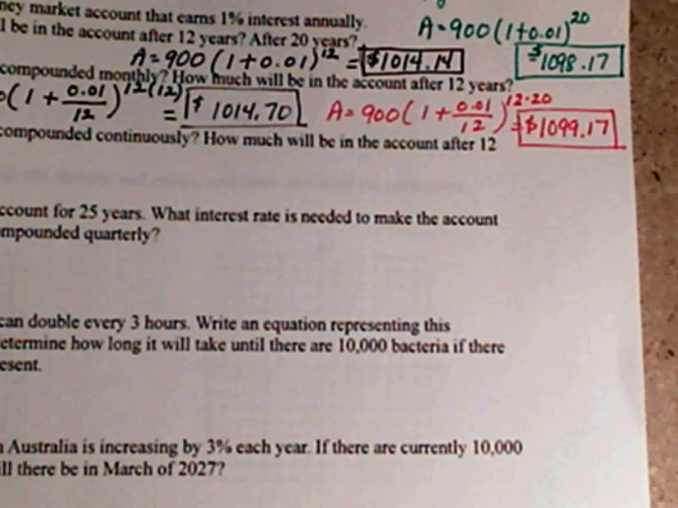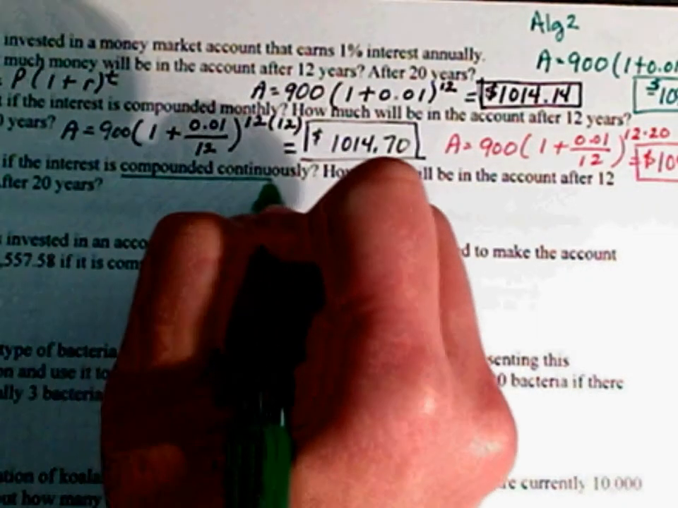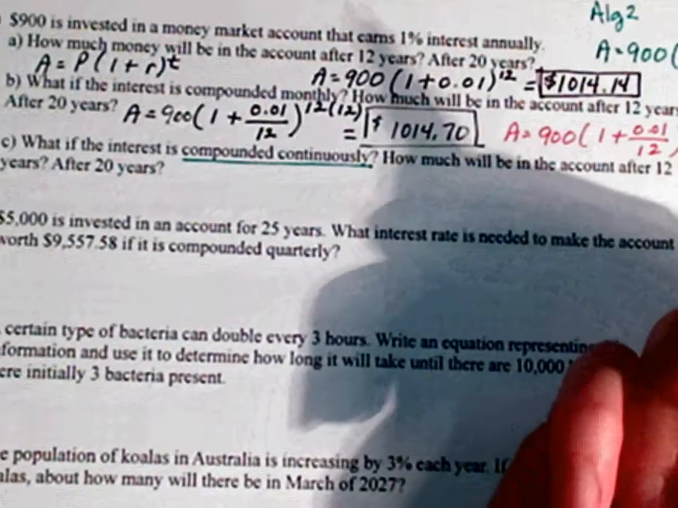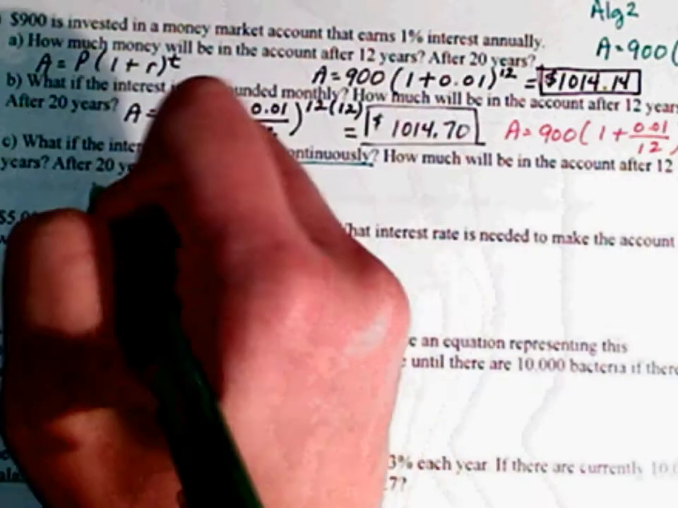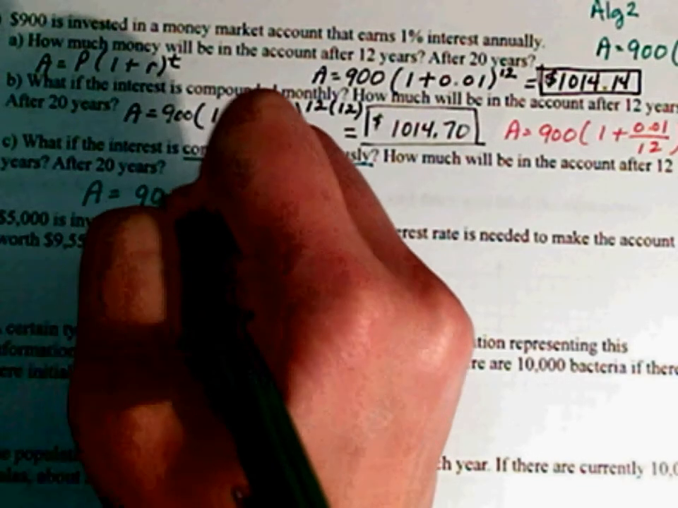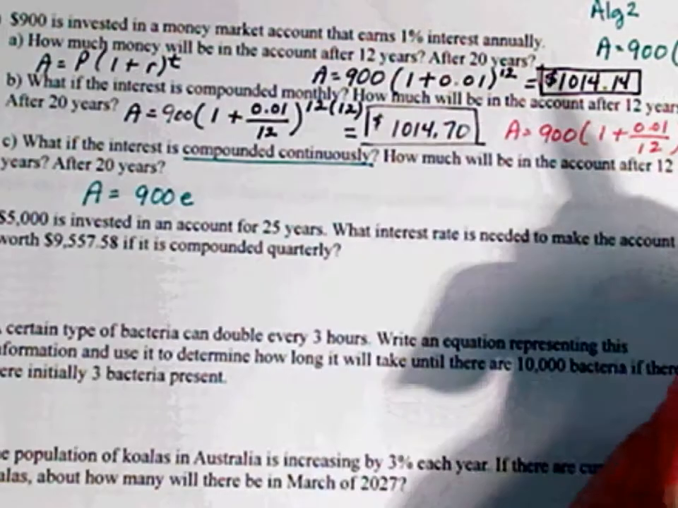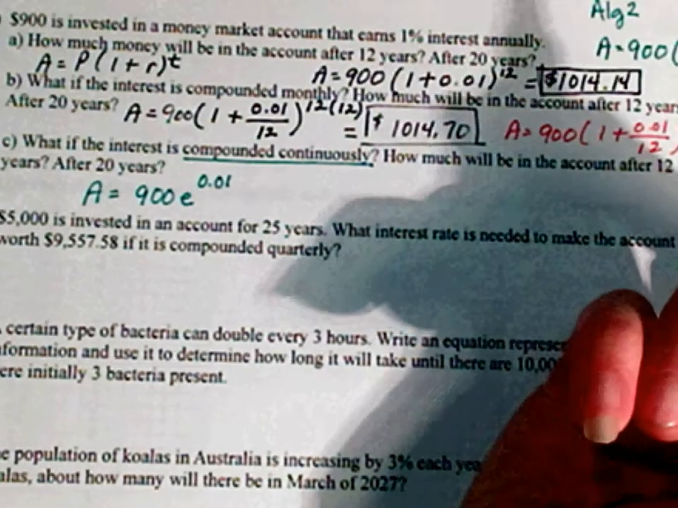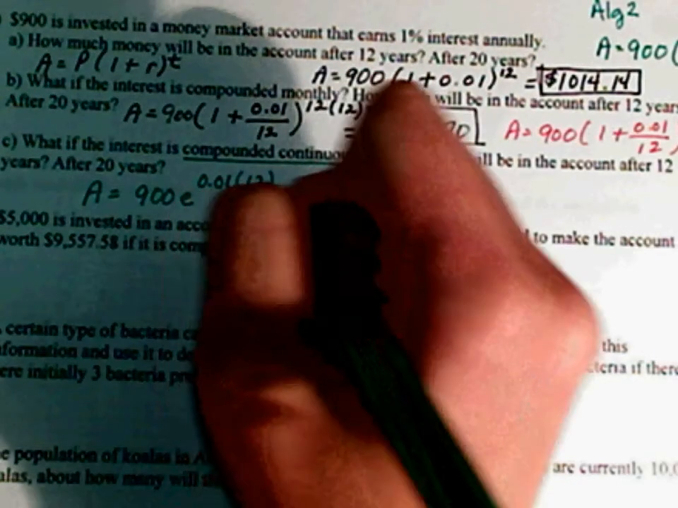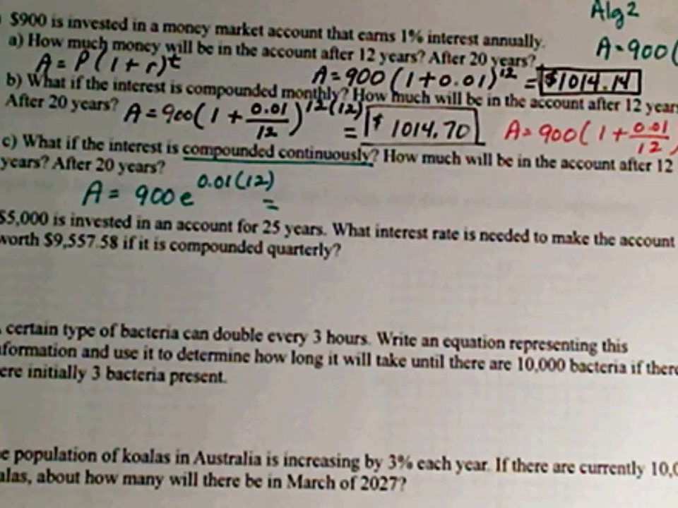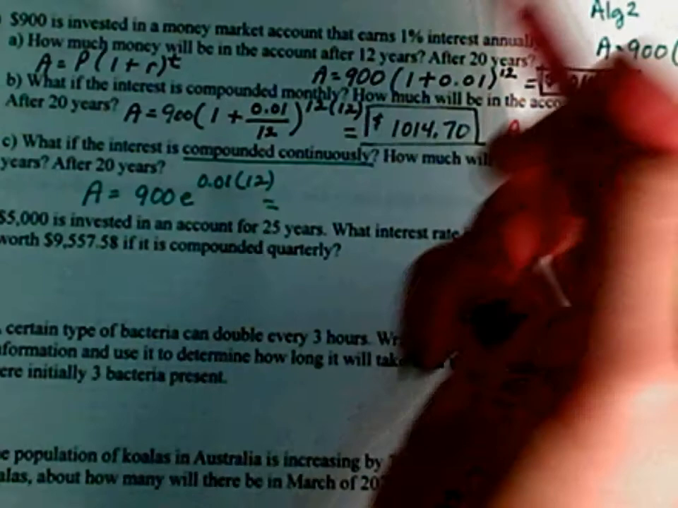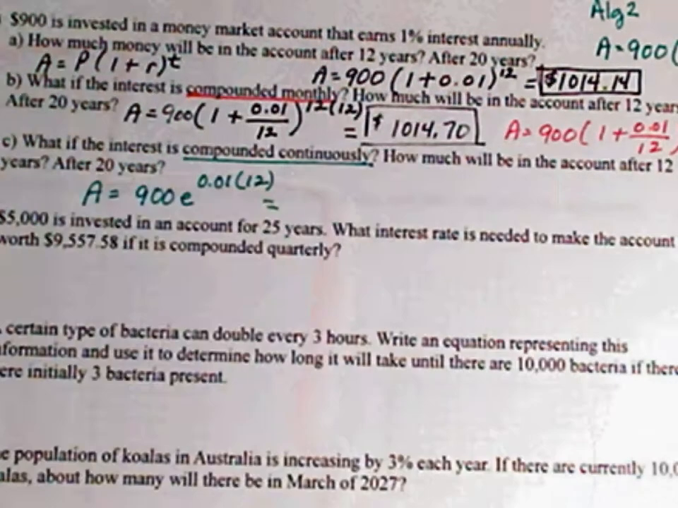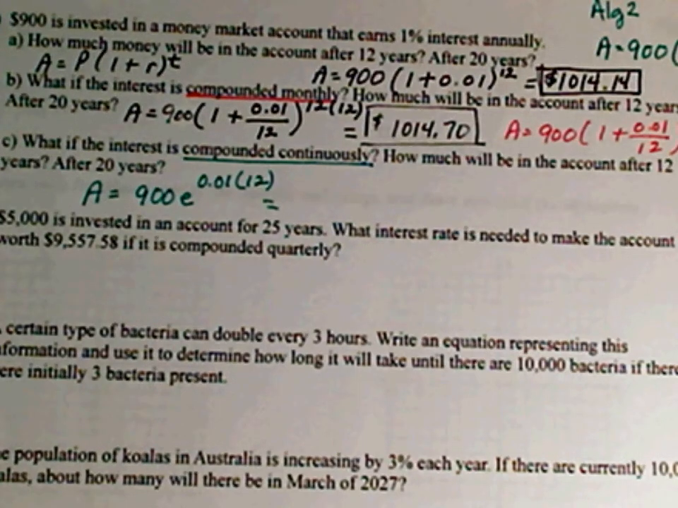Let's look at C. Now, this time, C says what? Compound continuously. See the word continuously? Guess what formula you're going to use? A equals your 900 times E raised to the percent for how long? For 12 years. Okay? So that's the formula you're going to use if it says the word continuously. This one says monthly, and the other one was just simple interest. Got it? Type that into your calculator.